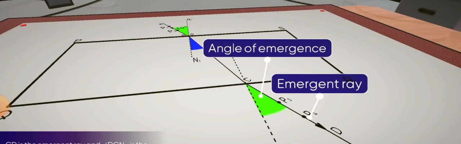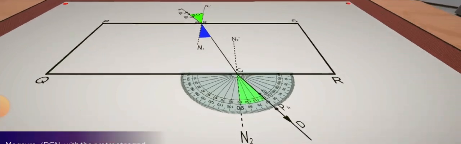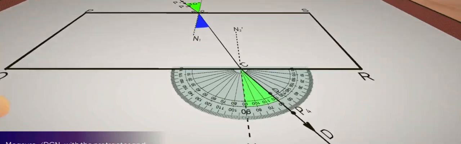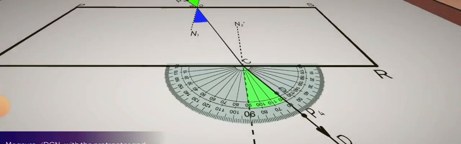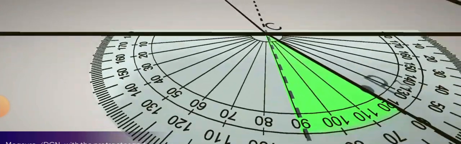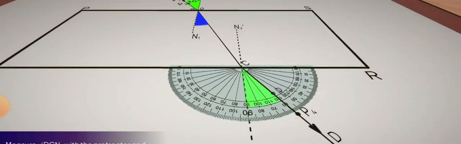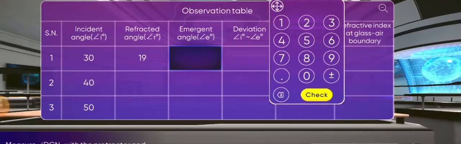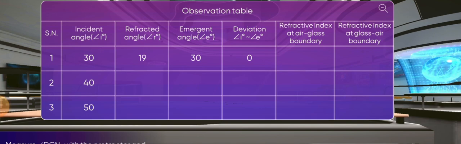This time we will measure the angle of emergence, angle between emergent ray and normal using a protractor. And let's see what the protractor is reading. It is 30. So let's check whether we have measured correctly. It is correct. So angle of incidence is 30, angle of refraction is 19, angle of emergence is 30.